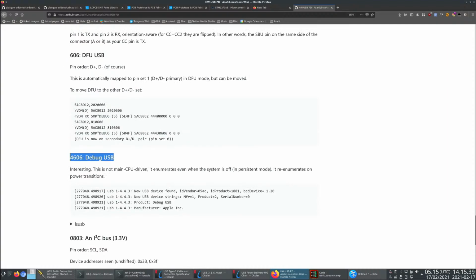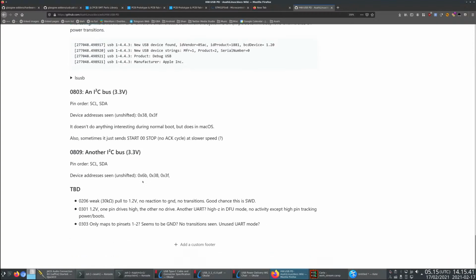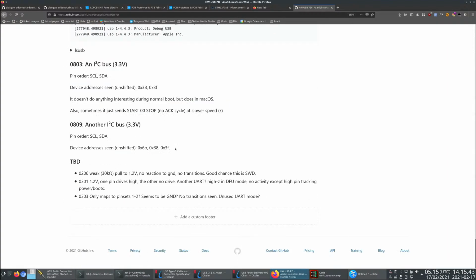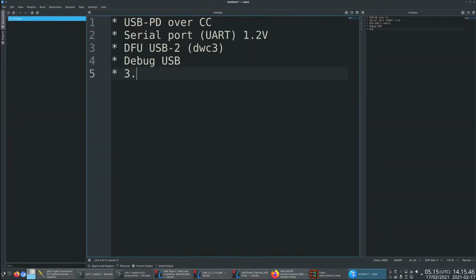And that can be on the same pins, or it can be on the other set of D plus, D minus pins. But then we also have two I2C buses, which are for the USB PD chips, and those run at 3.3 volts.